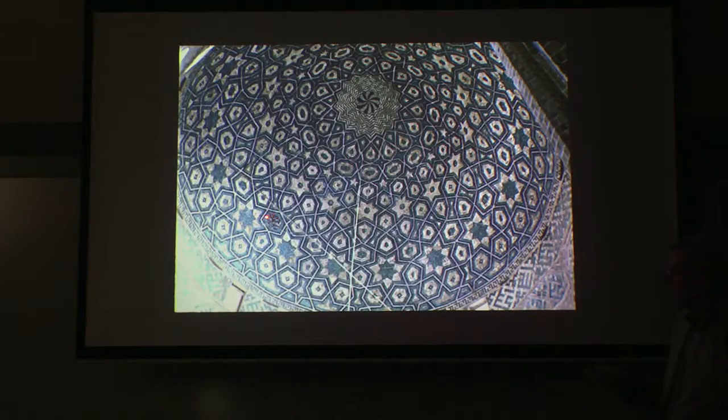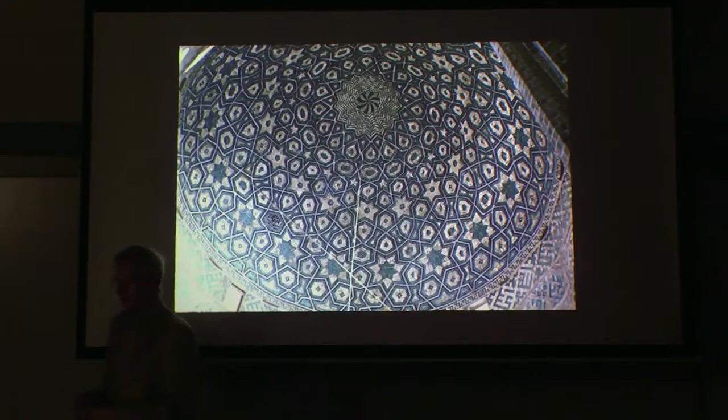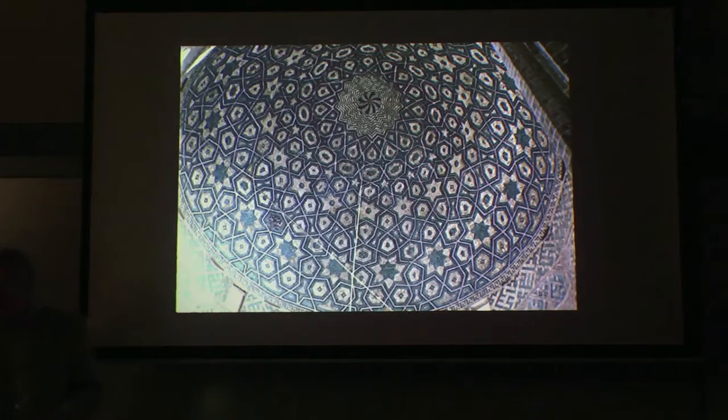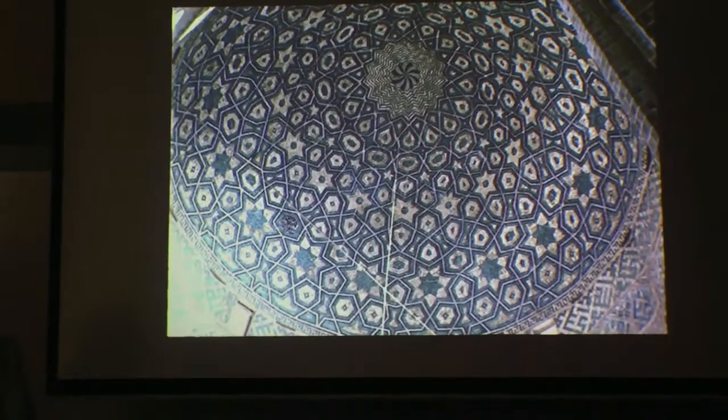And in fact, there is another little piece here which is signed by the builder. So this is a feature that's found much more often in Iranian and Anatolian architecture than in Cairo, for instance, where the craftsman responsible signs his work.